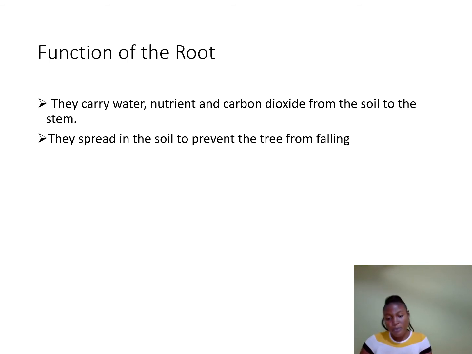Without the roots, the plants can never grow. So it is with the help of the roots that a tree is able to stand firm without falling. It is through these same roots that the stem is able to get water, nutrients and minerals, and also carbon dioxide into the stem. I hope now you know the function of the root. Good. Let's carry on.